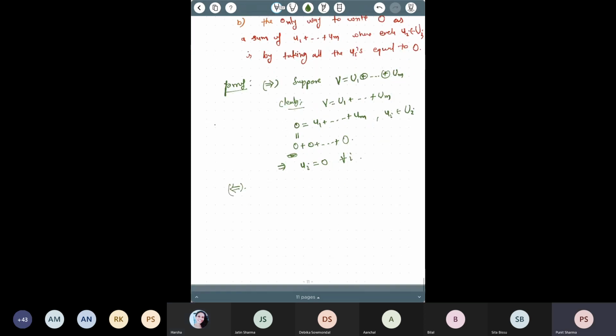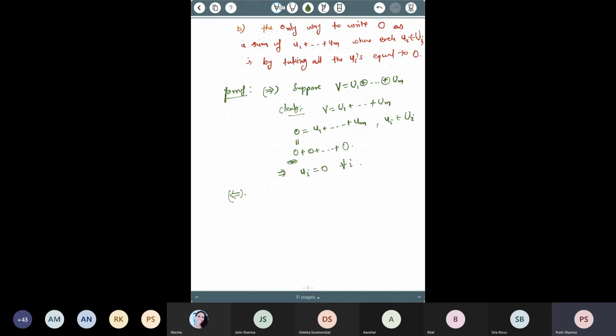So let me write this. Okay, so let me write what you are saying. You are saying that let us suppose there exists, you want to prove it by contradiction, so let us suppose there exists a vector v such that v has two representations. This is what you are saying, right?